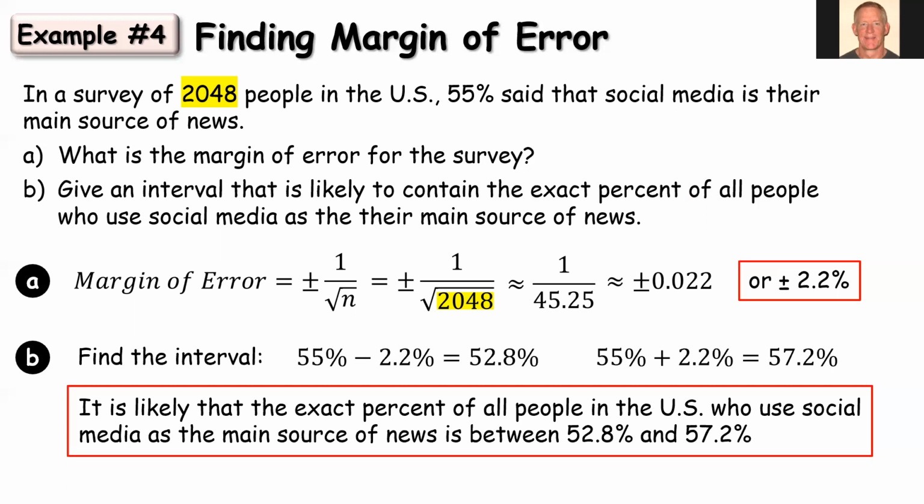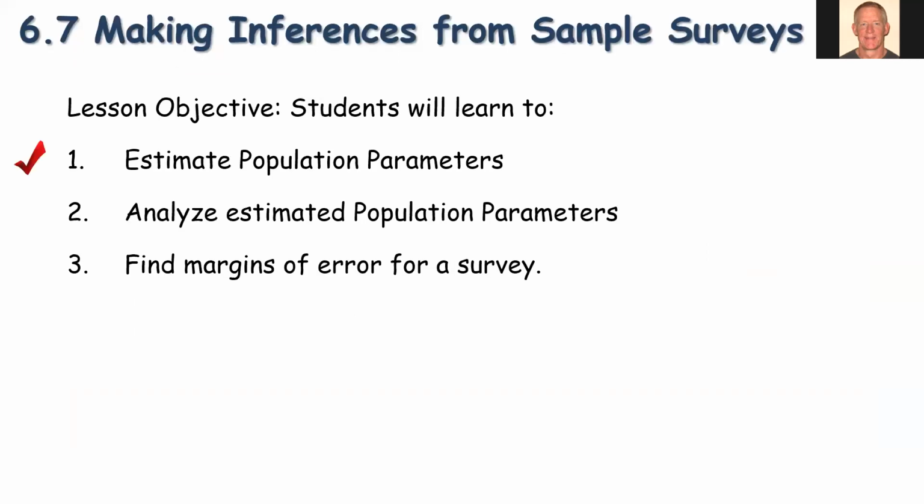And this is very common. If you see a poll on the news, often at the bottom of the screen, they'll say margin of error. It will say plus or minus 2% or 3% or 4%, depending on the sample size. All right, that's it. So we know how to estimate population parameters. We know how to analyze a claim about the population parameters. Is it likely to be true or unlikely to be true? And then we can find a margin of error for a survey based on the sample size. All right, that's it. Take a look at the assignment.